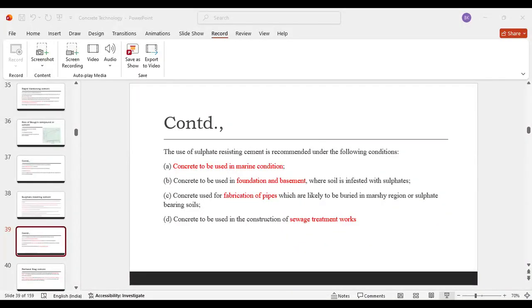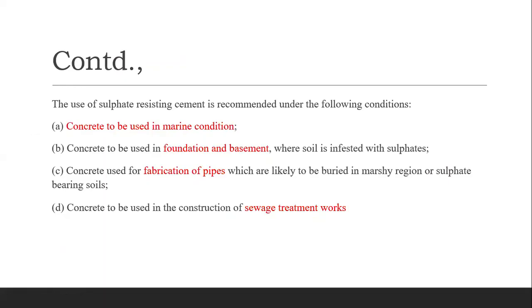This type of sulfate resisting cement is mainly used in the case of offshore areas and where the soil is rich in sulfate salts. In that type of area, where concrete has direct exposure to sulfates, it may lead to deterioration. So in such conditions, sulfate resisting cement is the most suitable choice. Then the concrete used for the construction and fabrication of pipes, for that purpose also we can use sulfate resisting cement.